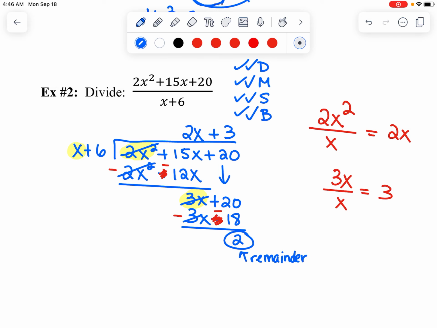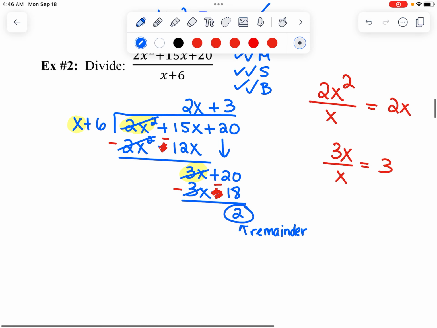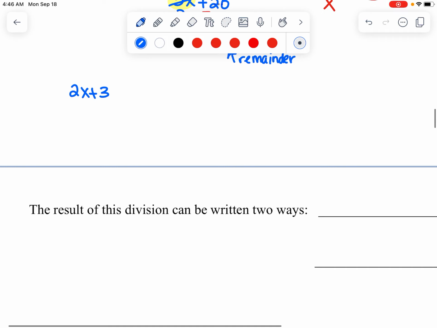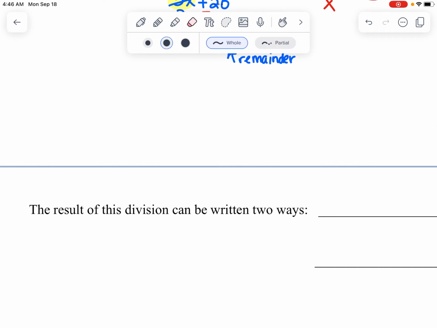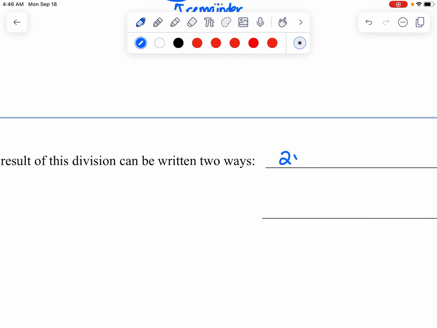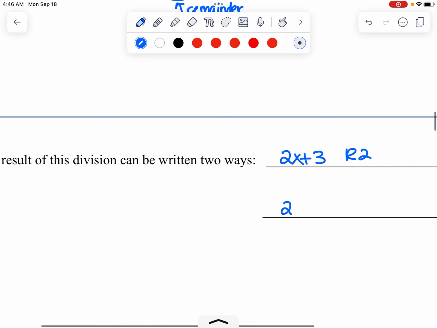So unlike number 1, where our answer was just our quotient, here, one way to write our answer is 2x plus 3. Actually, I think I left you room for this. So let's come over here. The result of this division can be written in 2 ways. So 2x plus 3 R2, remainder 2, or 2x plus 3 plus our remainder divided by the divisor.